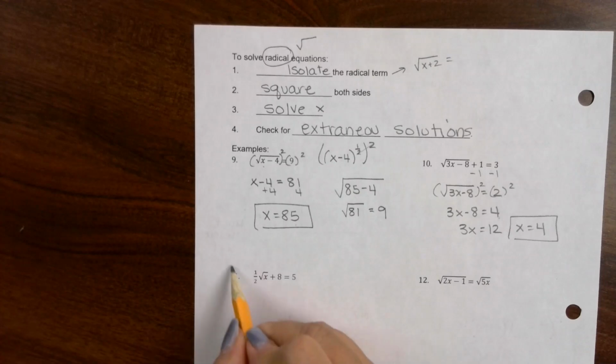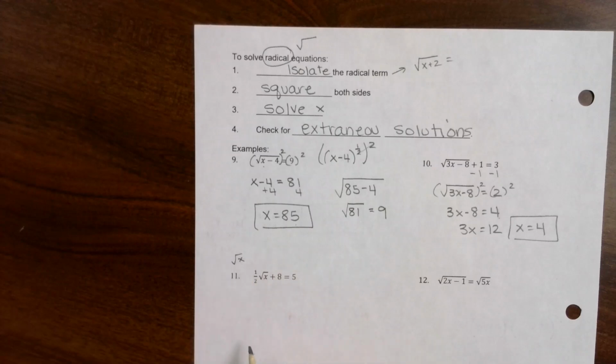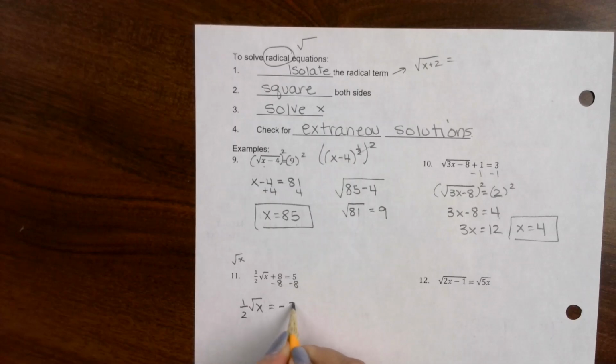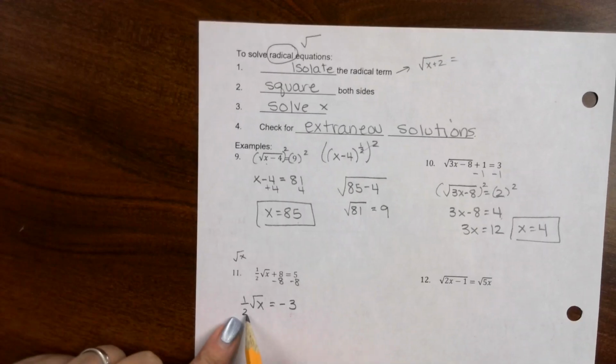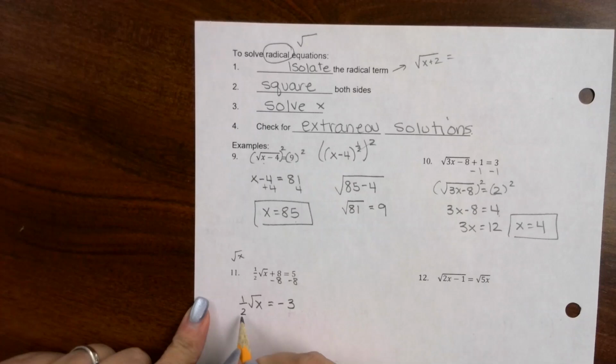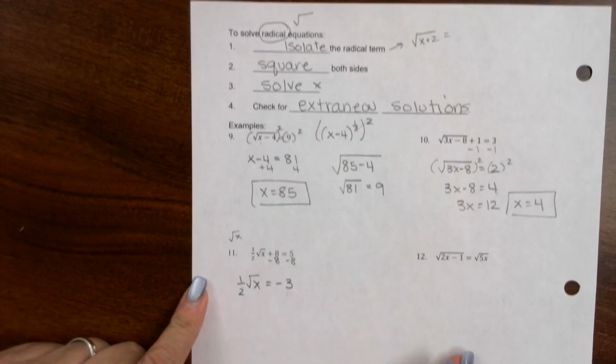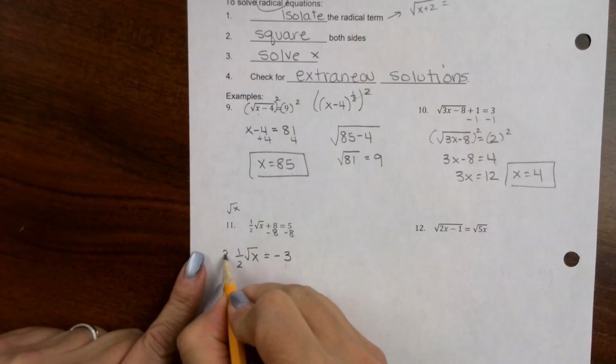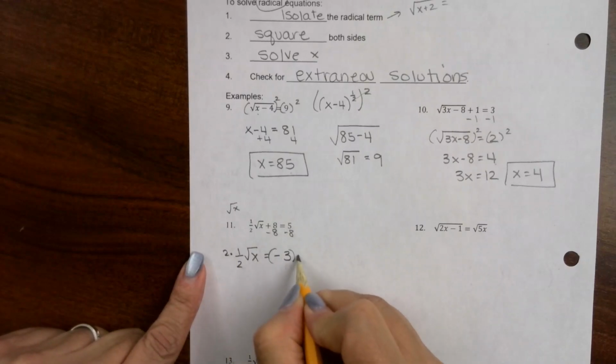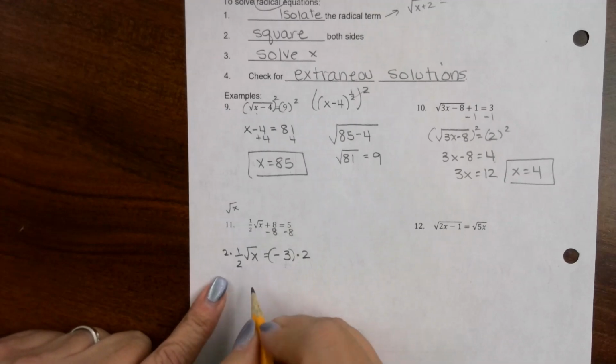All right. So over here, my radical is just square root of x. So I have to move everything. So just like before, we're using opposite operations. So I'm going to subtract 8 first. So this gives me 1/2 square root of x equals negative 3. Okay? And now what I'm going to do is get rid of this 2. To get rid of the fraction, I have to multiply by the reciprocal. So I multiply this side by 2. And I multiply this side by 2. And what I end up with here is the square root of x equals negative 6.